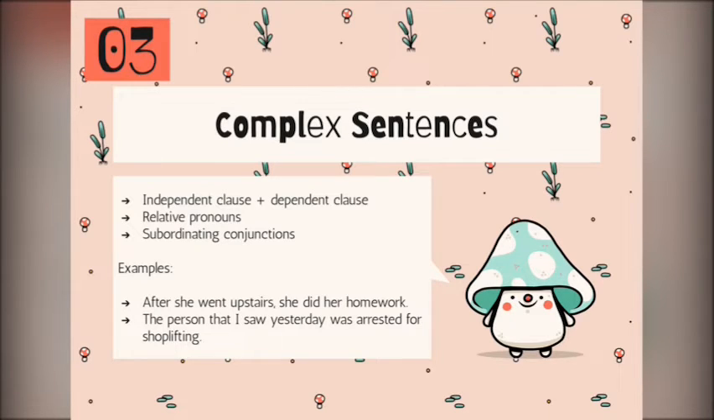In the second example, we have the person that I saw yesterday was arrested for shoplifting. The dependent clause is inserted kind of in the middle of the sentence. So the person was arrested for shoplifting can stand on its own, but the clause that I saw yesterday is unable to stand on its own, making it the dependent clause. And this sentence uses a relative pronoun in order to link the sentences together.